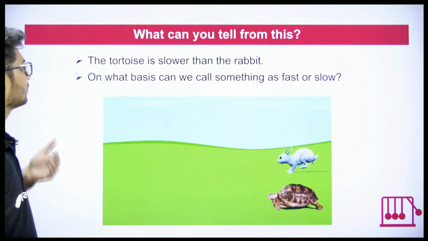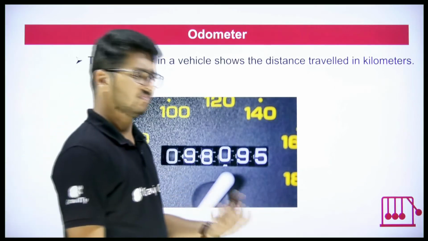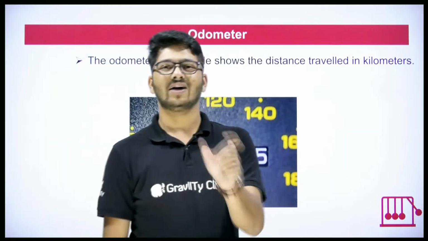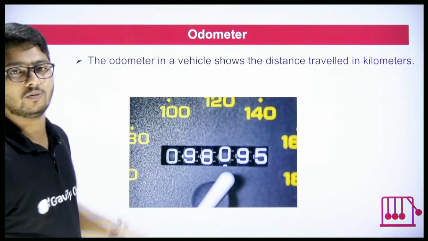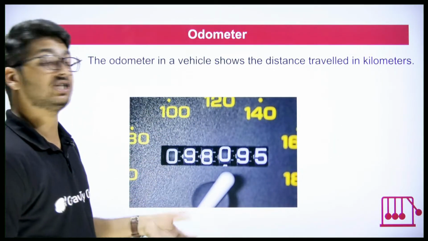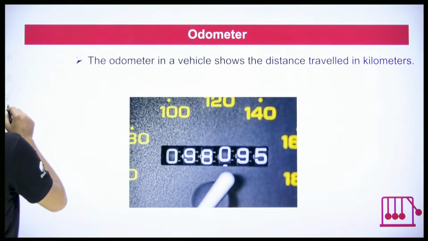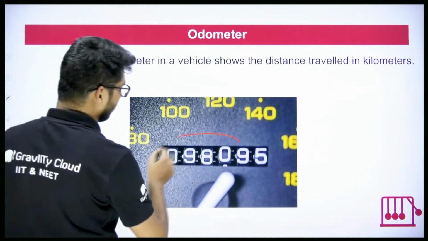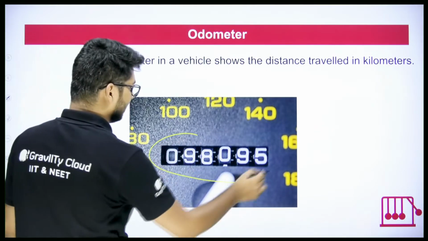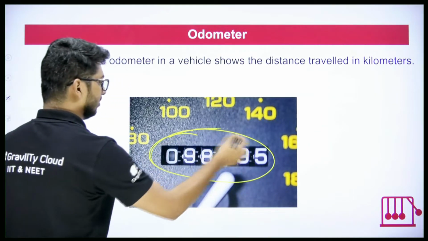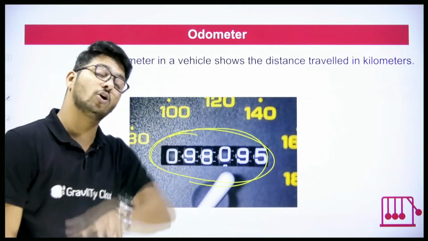Okay, good. Look at this. There are two devices in a vehicle which are more important for us as of now. One is the odometer. What does the odometer do? The odometer shows us the distance traveled in kilometers, the total distance traveled. Can you see that here, everyone? This is the one that I am talking about. You might have seen it many times. This shows the total distance in kilometers.